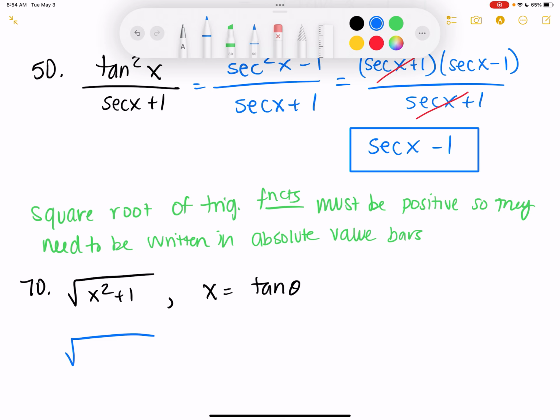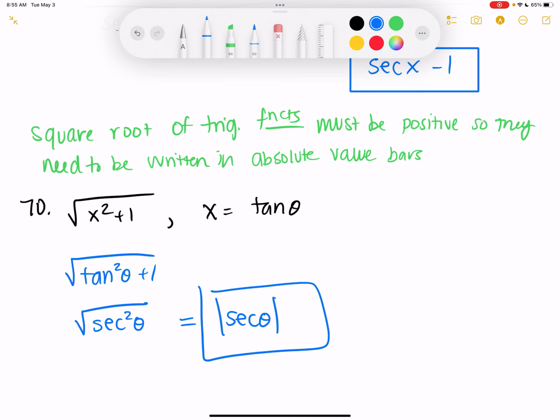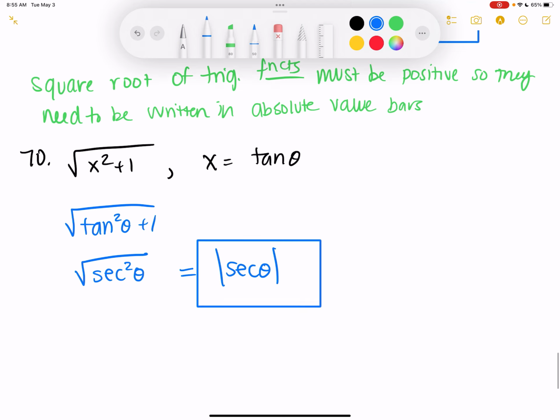So x squared is going to give me tangent squared of theta plus 1, which is equal to secant squared, so the square root of secant squared of theta. The square root of secant squared would be secant of theta, because I can only account for the positive ones. I need to put absolute value bars on it, and I'm done. Awesome. That's so easy. Alright, one more of these, and then we'll be done.